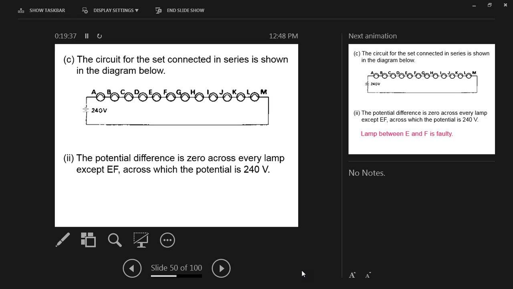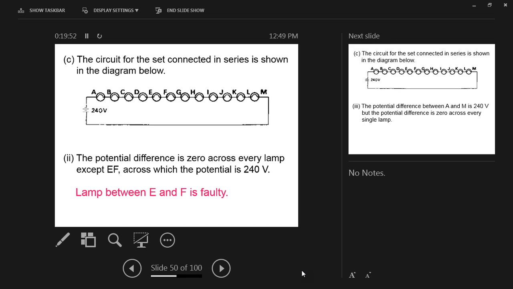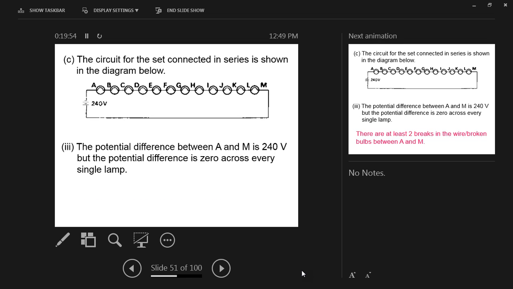Don't forget, my circuit is still spoiled. That means the light bulbs are still not lit up. None of the light bulbs are lit up. Where is the wire break, like in just now's case? Between E and F, good. So if E and F is faulty, how come I have no light?